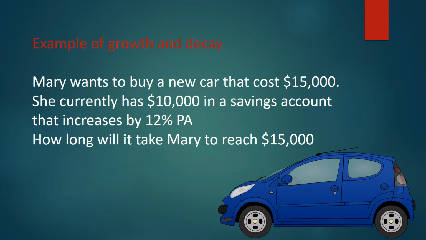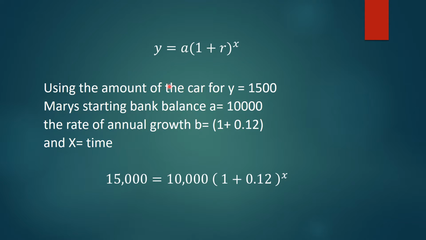Here is an example of growth and decay. Mary wants to buy a new car that costs $15,000. She currently has $10,000 in a savings account that increases by 12% per annum. How long will it take Mary to reach $15,000? Here we will employ the formula for growth.